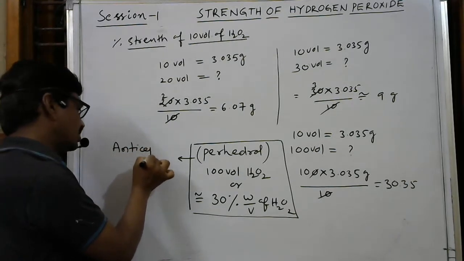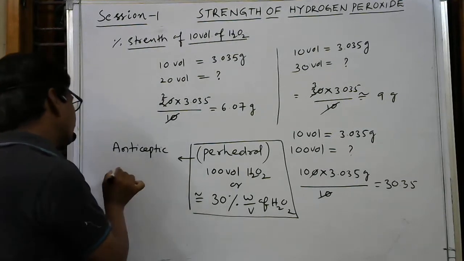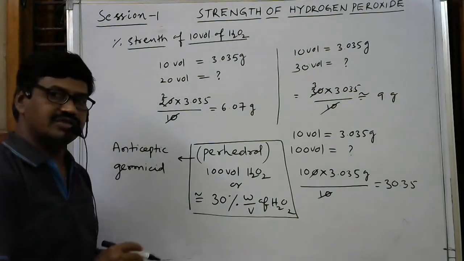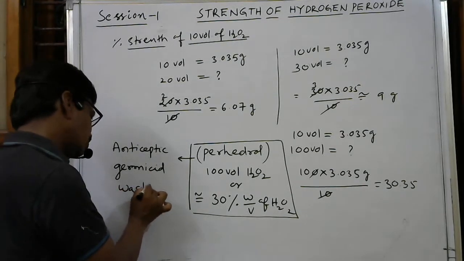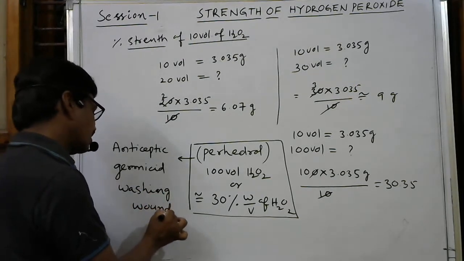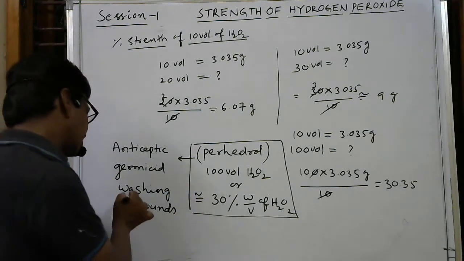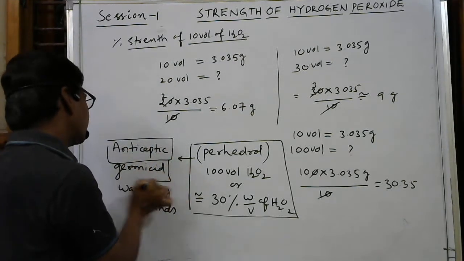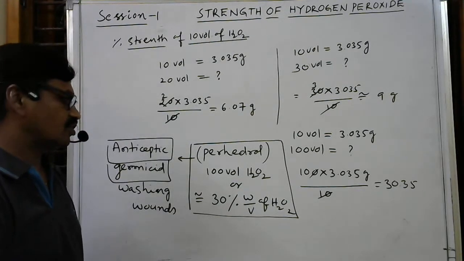Perhydrol is used as an antiseptic. It is an antiseptic, and it is also a germicide. It has germicidal property. So it is used for washing wounds and teeth. Washing wounds, washing teeth. It has antiseptic and germicidal property, and it is used for washing wounds and also teeth. You have to remember some uses of hydrogen peroxide.